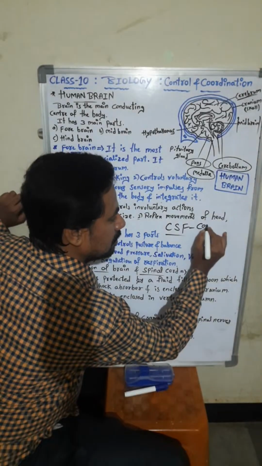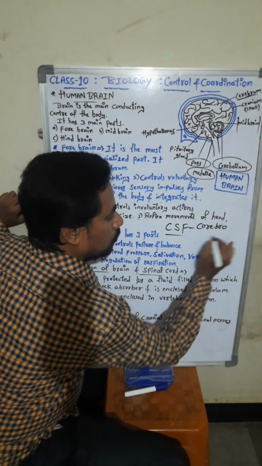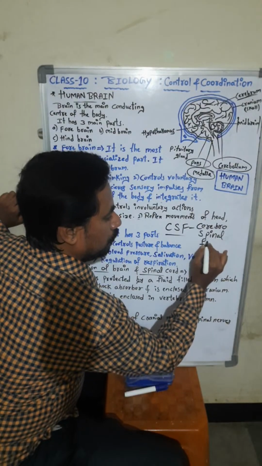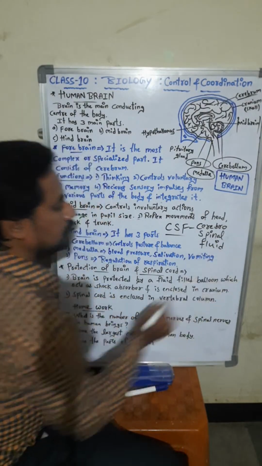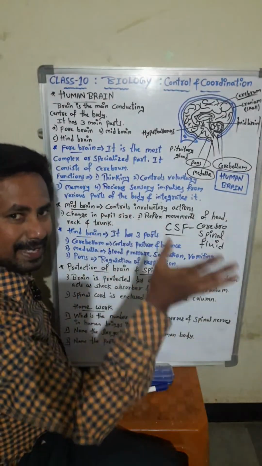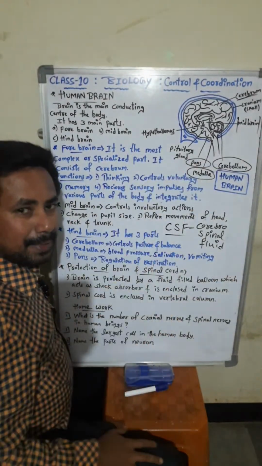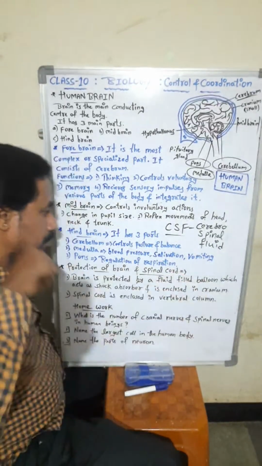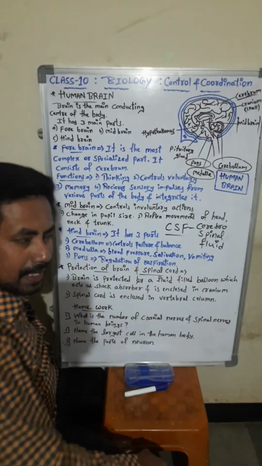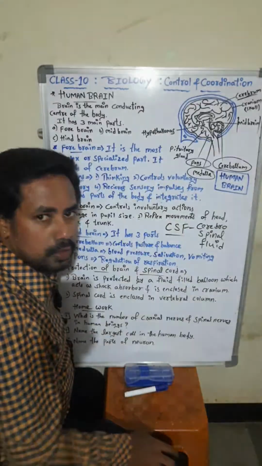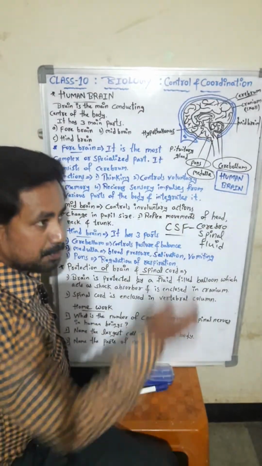Cerebrospinal fluid. Is it clear? Brain is protected by cranium, and in between cranium and brain there is one fluid, that is CSF, which acts as a shock absorber. And spinal cord is enclosed in the vertebral column. We have a backbone. That is for the spinal cord.